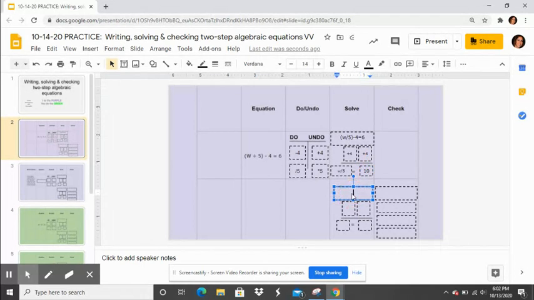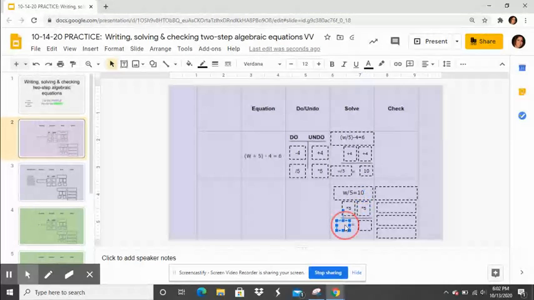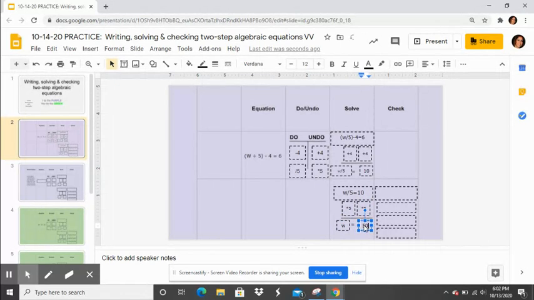Okay, so now I'm going to bring down my new equation. So w divided by 5 equals 10. And I'm going to perform the second undo, which is times 5. So I need to multiply by 5 on both sides of my equation. And when I do that, it cancels out the 5's on the left side, leaving me with just w. And 10 times 5 is 50.